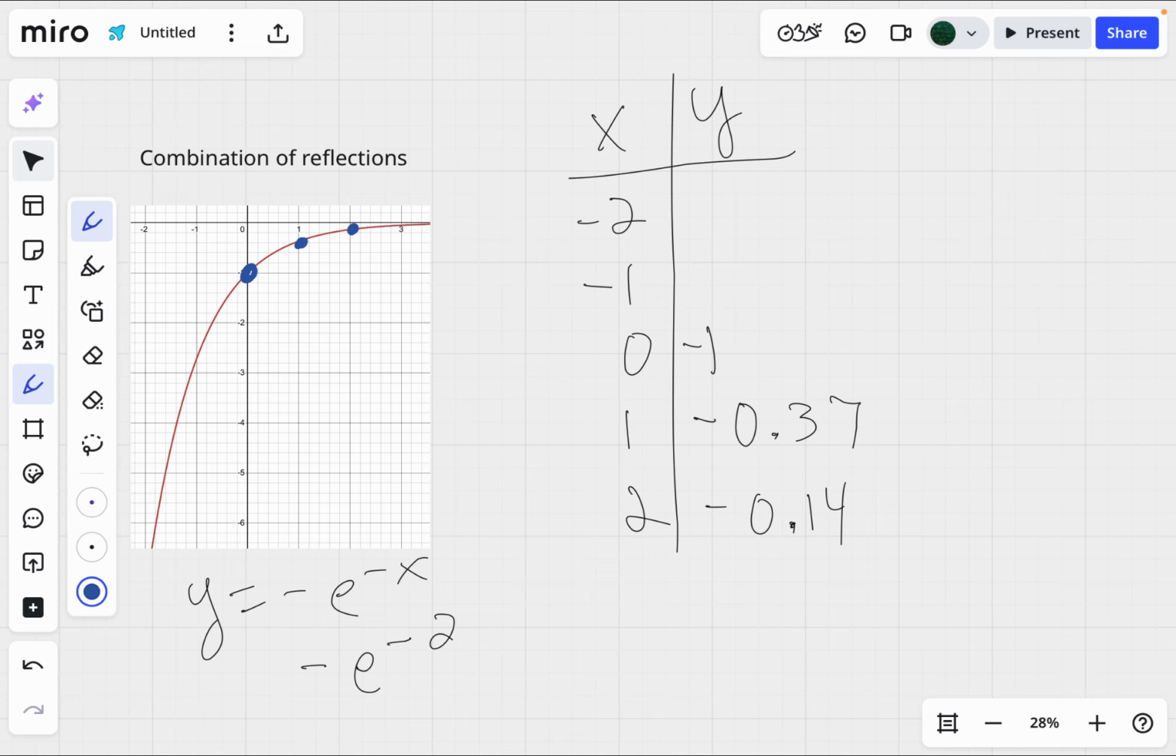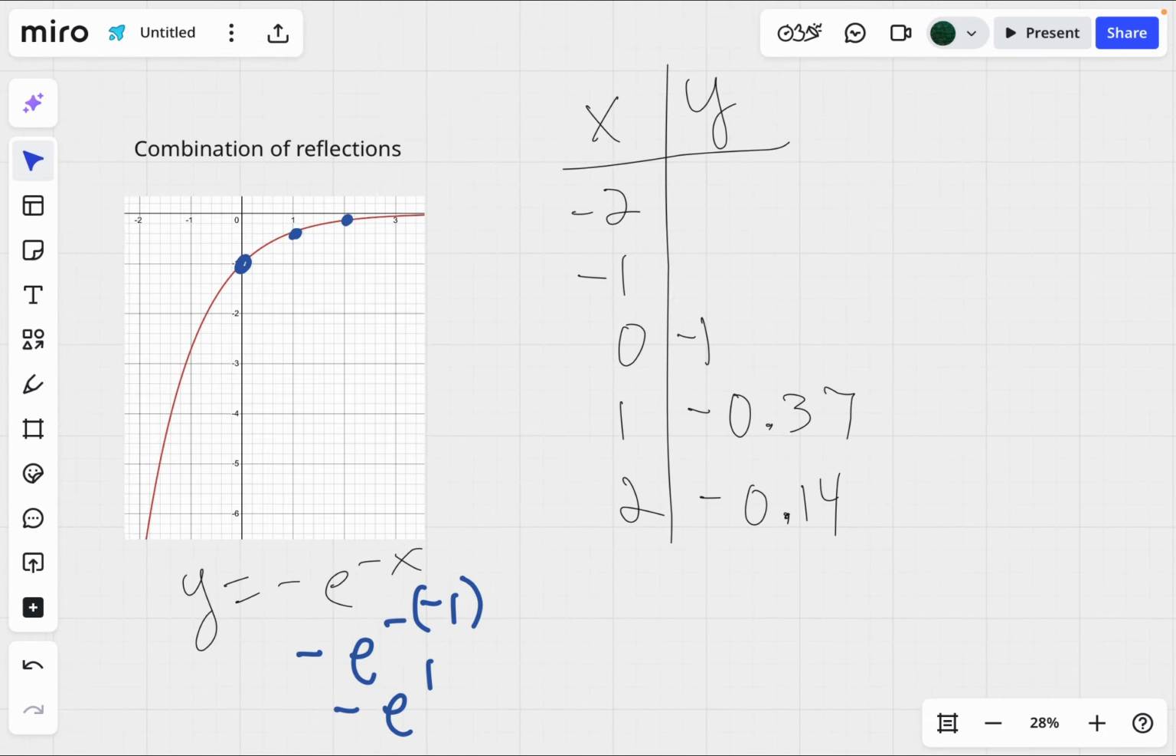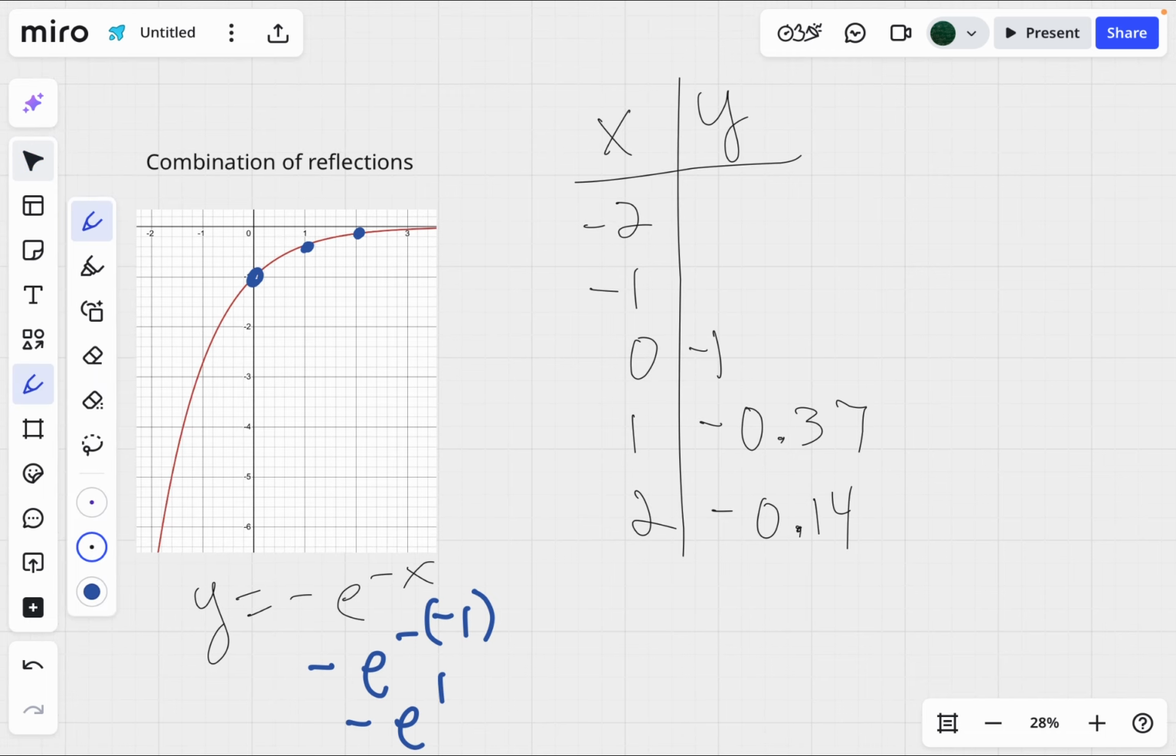Okay, and now we just have a couple more to go. So let's change this. And we have -1 times e to the opposite of -1. So you got to be careful here. This is actually just -1 times e to the 1, which we could come back up here. And we can see that when we plugged in 1, we got the 2.72. So multiply that by a negative, and you have -2.72, which is right here. Almost -3. Okay, last one.